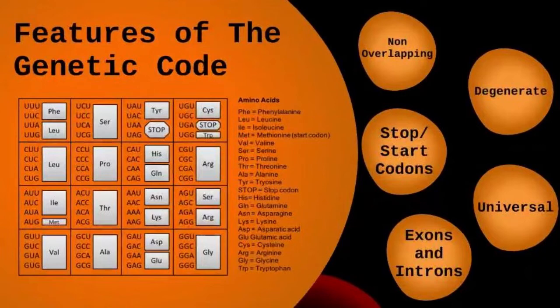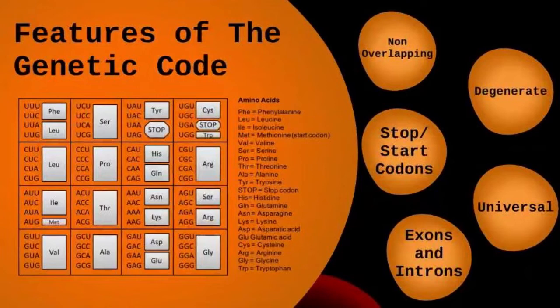And then the final feature that I want you to learn about is that the DNA code is universal. What I mean by this is that every living being which has DNA uses this same code. The ATG codon means the same in a human as it does in a bacteria. It is a universal language or universal code.